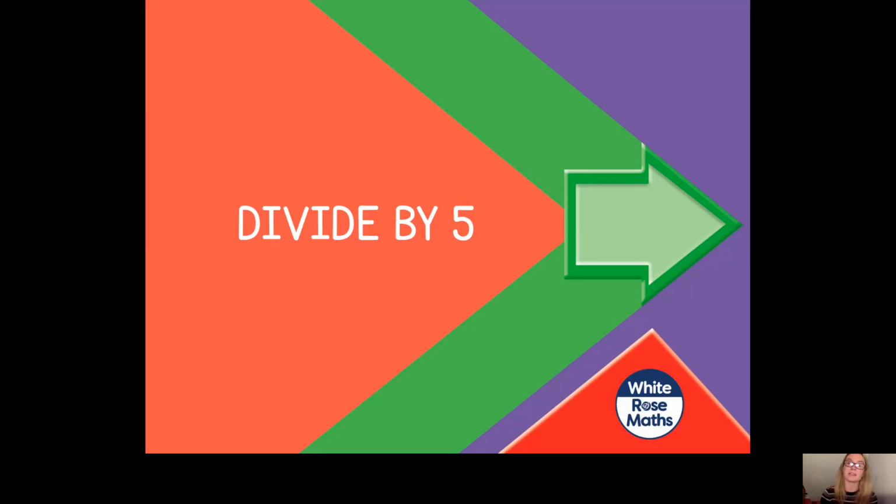Now, in our lesson a couple of days ago, we looked at dividing by 2 and we used two different methods. We used sharing and we also used grouping. So sharing was when we knew how many objects we had and we knew how many groups we had to have, and we had to decide after we've shared them all out how many would be in each group.